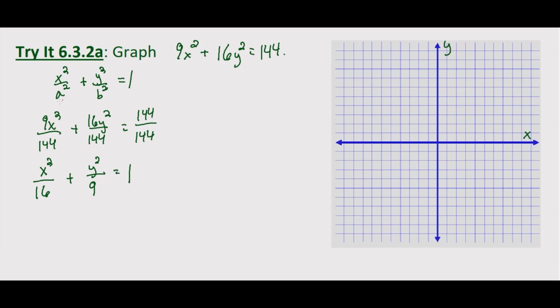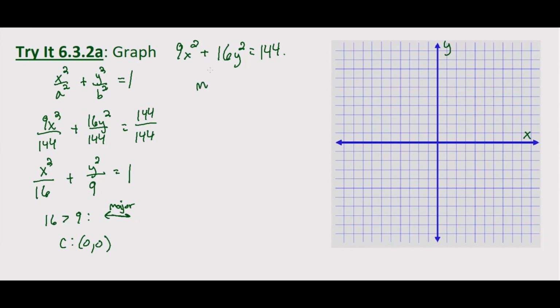Now remember, a is how far we go, in this case, since it's under x, left and right. B is how far we go up and down, because that's what's under y squared. So how do we get these vertices? First off, let's look at the major axis. Since 16 is greater than 9, we know it has a horizontal major axis. Because nothing's being subtracted from x, nothing's being subtracted or added to y before it's squared, we know that the center is at 0, 0.